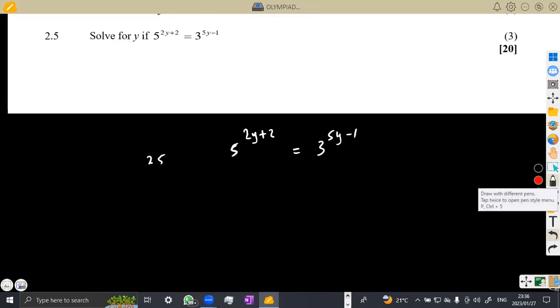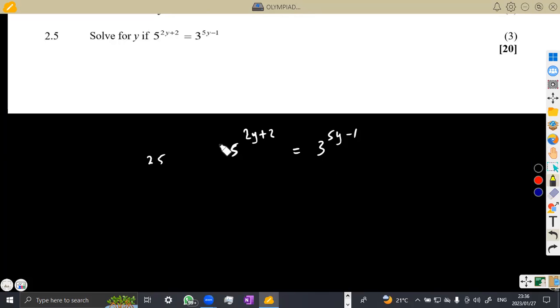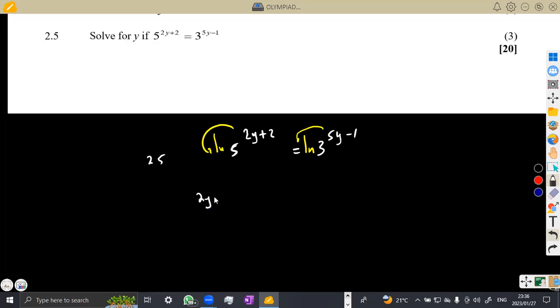Since we introduced ln in that question, let us just continue with that ln. If we introduce ln here, we are going to drop the exponent, just like what we did from that previous question. This can be written as 2y plus 2 multiplied by ln 5. This is ln 5, which cannot be simplified like ln e, which is equal to 1. You do the same here. We drop the exponent. This is going to be 5y minus 1 into ln 3.